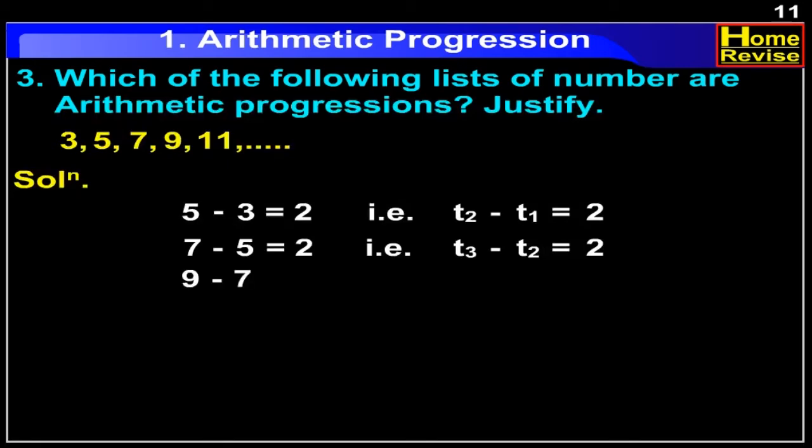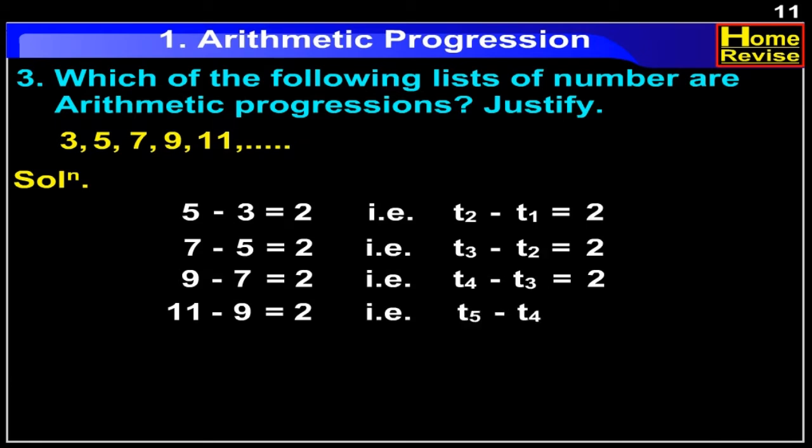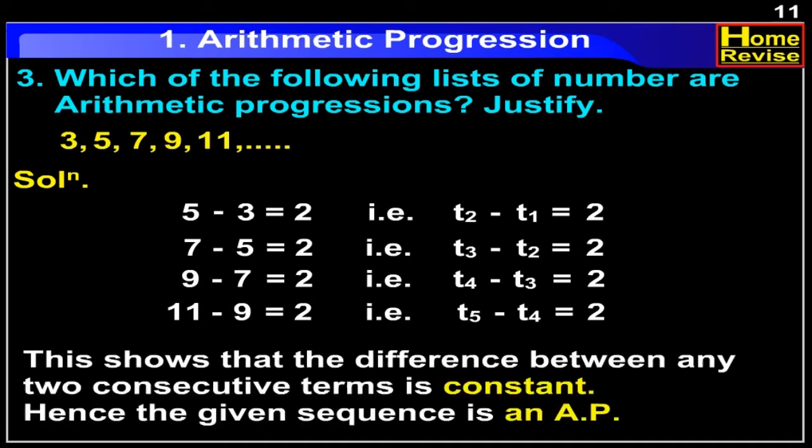Further, 9 minus 7 is equal to 2. That is, T4 minus T3 is equal to 2. Also, 11 minus 9 is equal to 2. That is, T5 minus T4 is equal to 2. This shows that the difference between any two consecutive terms is constant. Hence, the given sequence is an arithmetic progression.